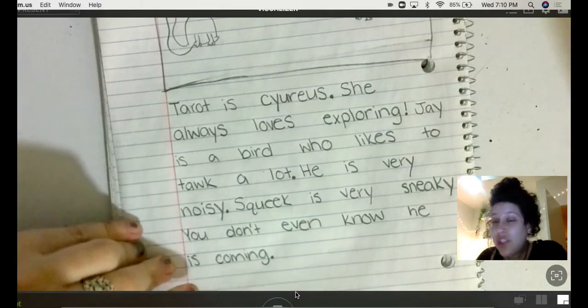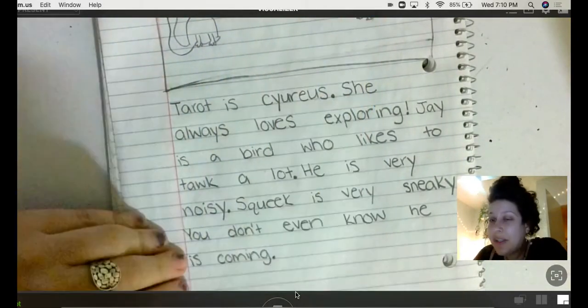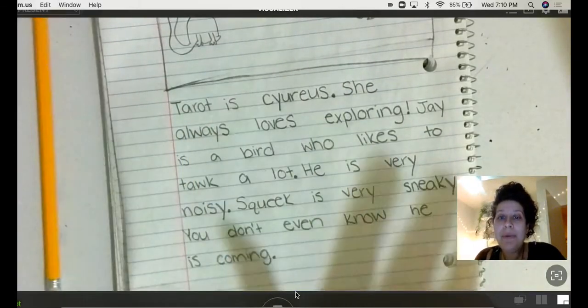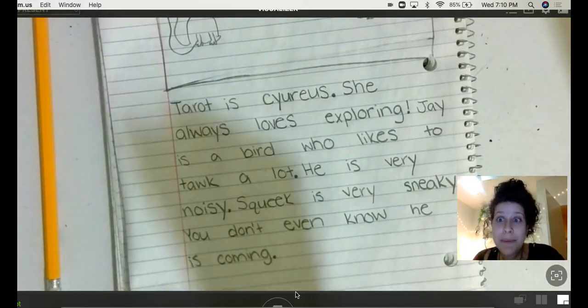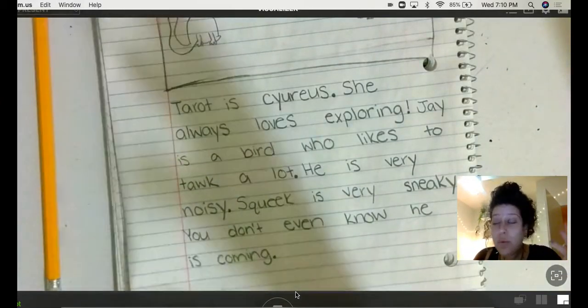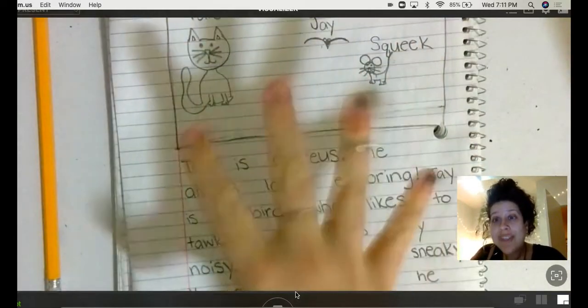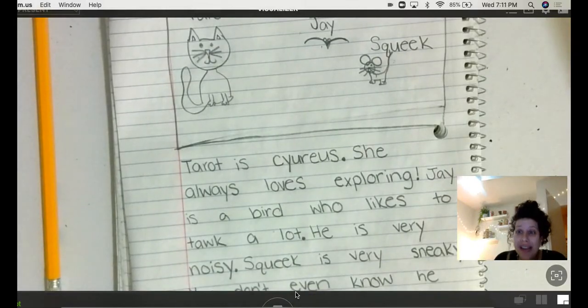Awesome. Friends, I was just able to come up with my main character and two supporting characters, and I wrote two sentences about each of them. Your job is going to be to do the same. When you are in small groups today, you get to come up with your own characters and their character traits. You get to be very creative.